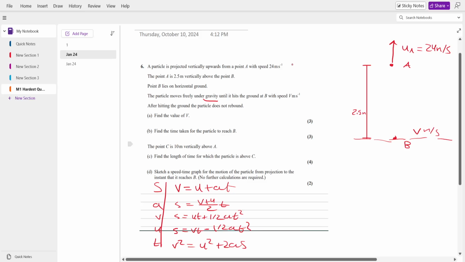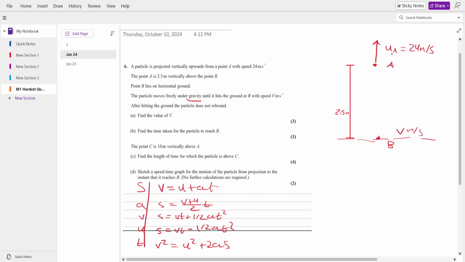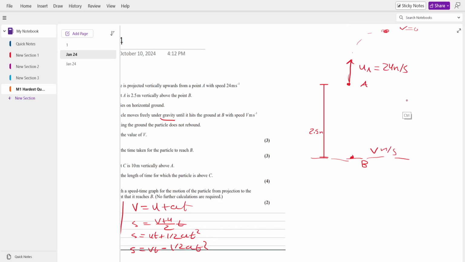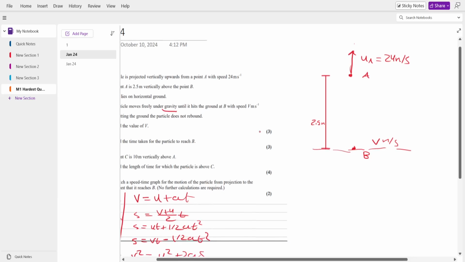So let's see, what do we have here? We want to find the velocity after this particle is launched and brought back again. Some people like to divide this into two sections. The first section is when the particle moves up until it stops, so v is 0. And then the second part is when it starts to move down. But I like to work with it as a whole, from start to finish. So A is my starting point, B is my end point. So let's see, what do we have?